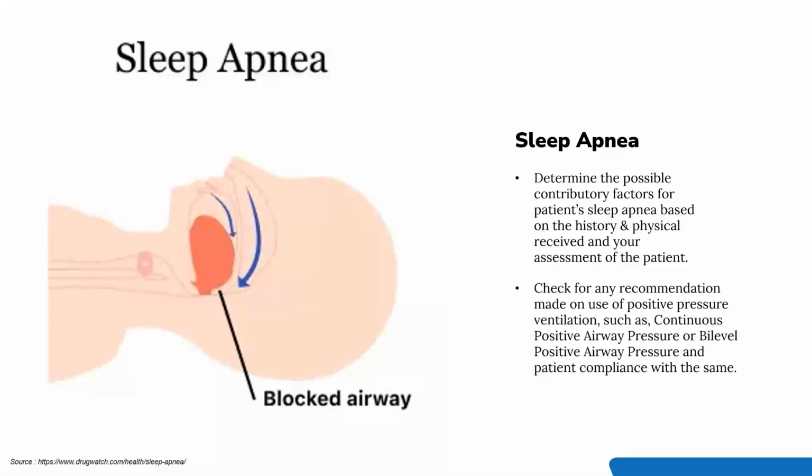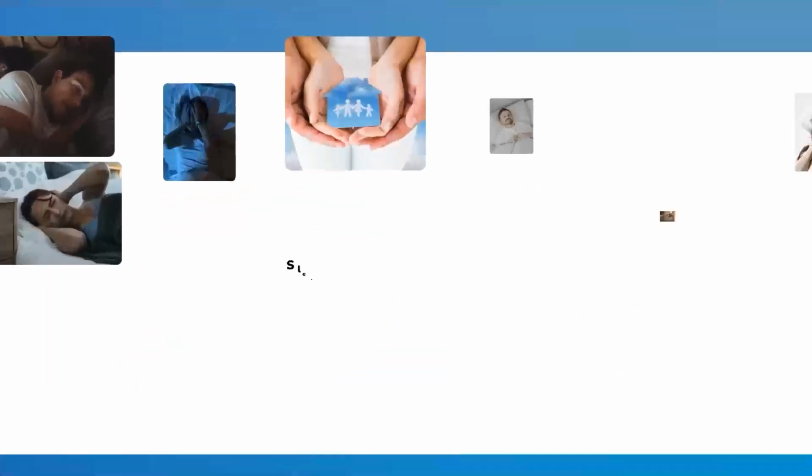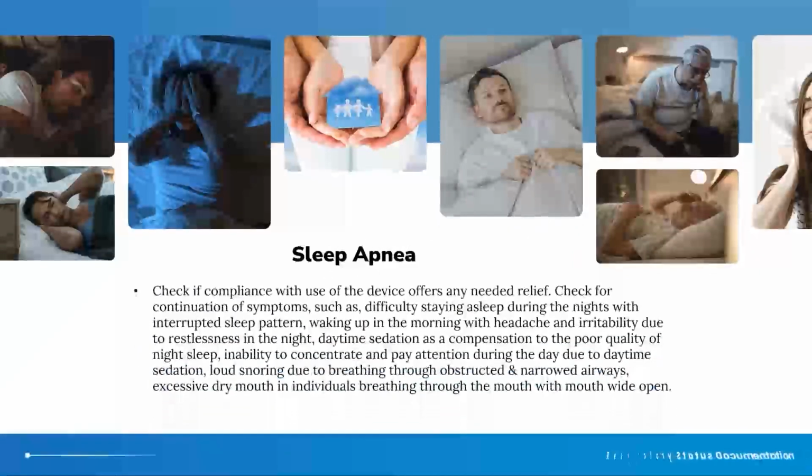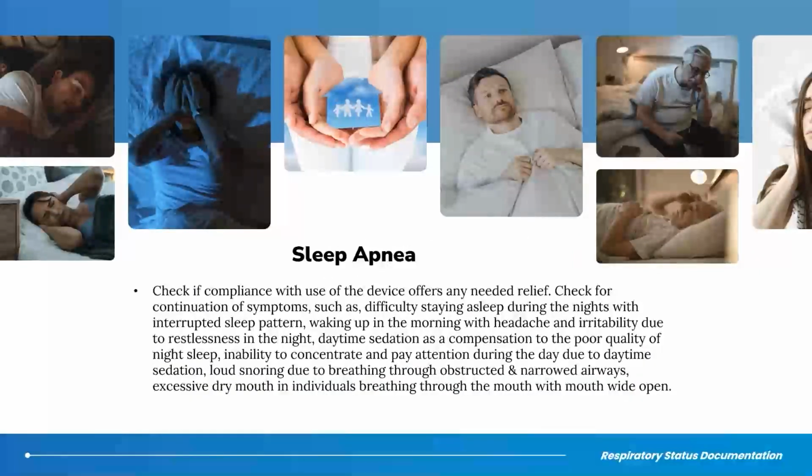Check for any recommendation made on use of positive pressure ventilation, such as continuous positive airway pressure or bilevel positive airway pressure, and patient compliance with the same. Collect detail regarding the pressure the device is run at. Instruct the patients upon compliance with the device use as recommended. Check if compliance with use of the device offers any needed relief.